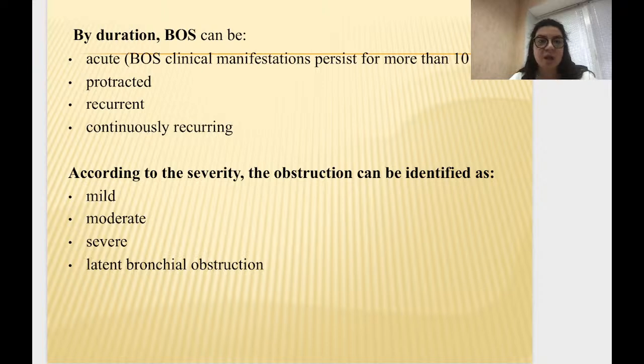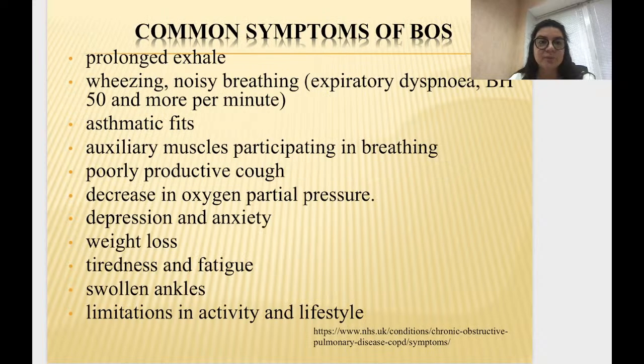By duration, bronchoobstructive syndrome can be acute. It is a bronchoobstructive syndrome whose clinical manifestation persists for more than 10 days. It can be protracted, recurrent, and continuously recurring. According to the severity, the obstruction can be identified as mild, moderate, severe, and latent bronchial obstruction. It is a clinical form, the clinical classification of bronchoobstructive syndrome.